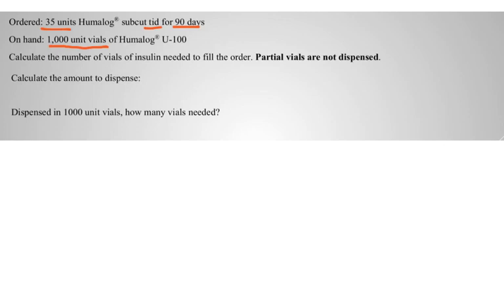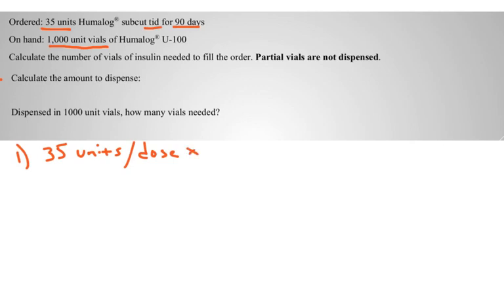You're going to have to give a whole vial, so you're going to have to round up. That does discuss it on the previous page, but we're going to go ahead and do the problem. For the first step, calculate the amount to dispense. So I'm going to put it down here. They're getting 35 units, and that is per dose, right? They're getting 35 units every dose.